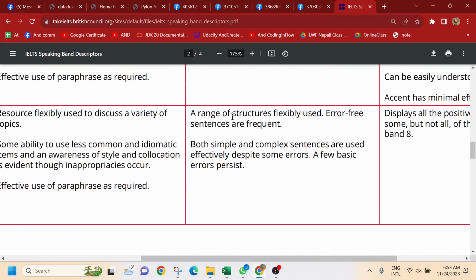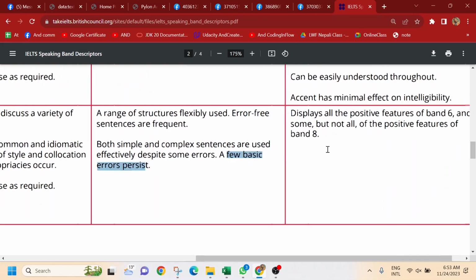The grammatical structures: a range of structures flexibly used, error-free sentences are frequent, means your sentences should be almost correct. Both simple and complex sentences are used effectively despite some errors. A few basic errors persist. Even a simple error or a minor error would be considered for band 7.